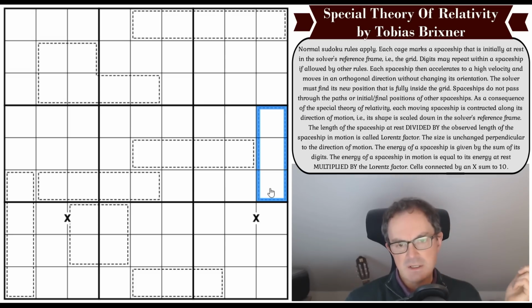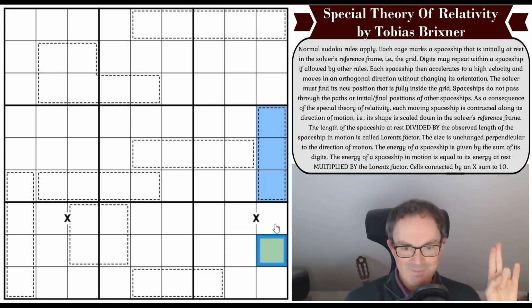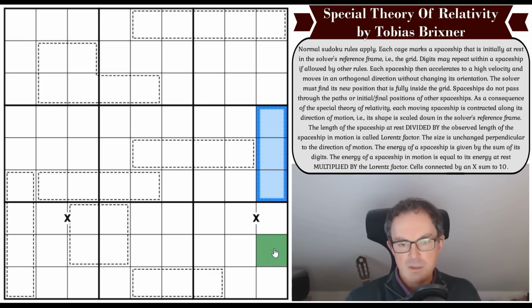Because if it shrinks, it could presumably just become a single cell. Let's say it went there. So this one zooms here. It's going so fast that from my perspective, it's gone down to a single cell. Then, no, that doesn't work. Okay, I've deduced something. This one, this blue one, goes to a domino. I don't know where the domino is.